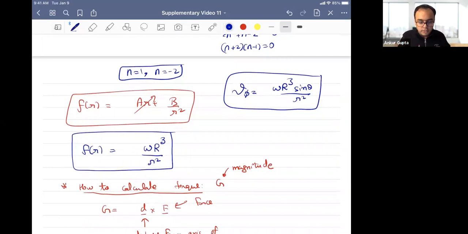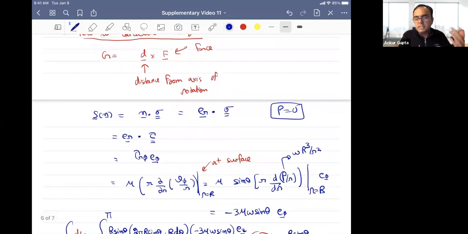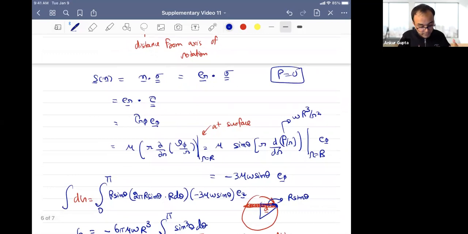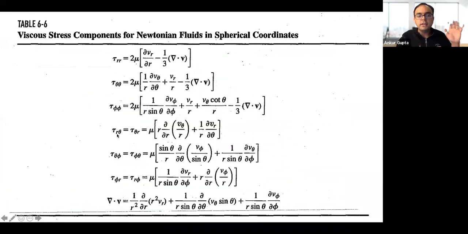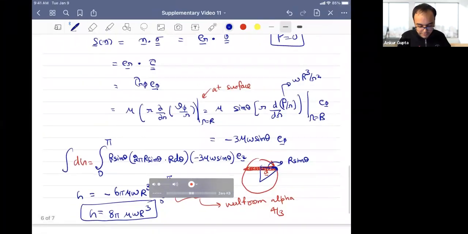All right, so we got V of phi. Now we want to calculate torque. To calculate torque, we need to calculate force. To get force, we need to go to the stress vector. In the stress vector, there is no pressure force. There is only a shear stress. For shear stress, we went through all the different kinds of stresses. Let's look at them again: tau r r, theta theta, phi phi, r theta, theta phi, phi r. We said the only one which is non-zero is this last one, and you can convince yourself by substituting all the values that all others are zero. This is the term which is non-zero, which gave us tau r phi.